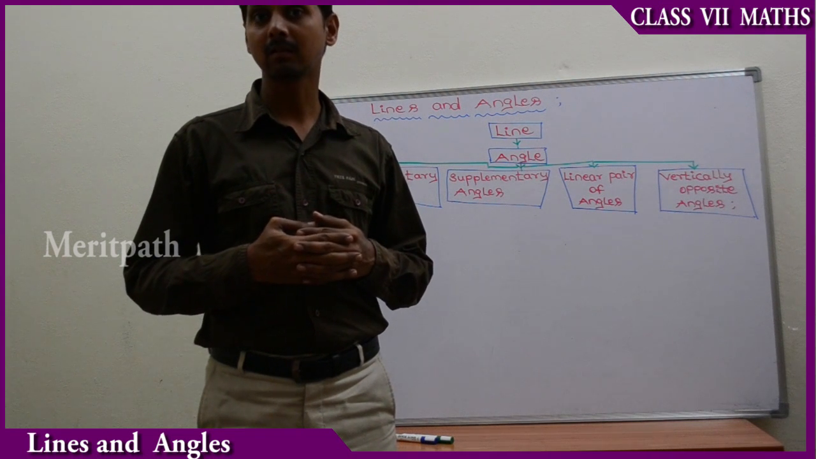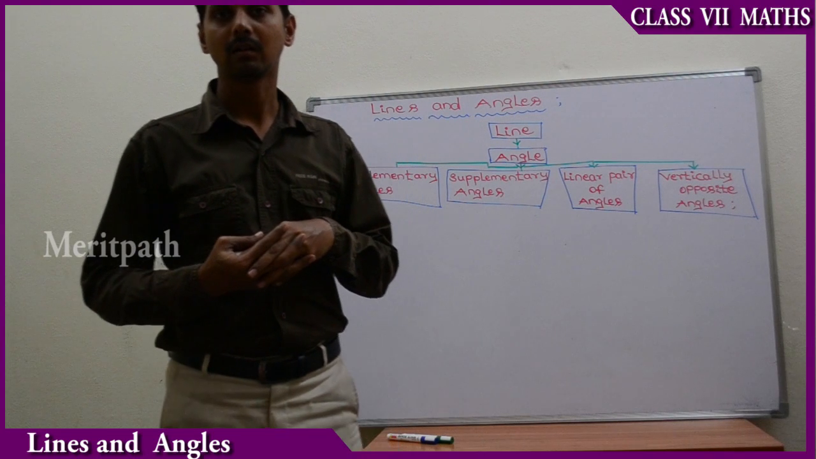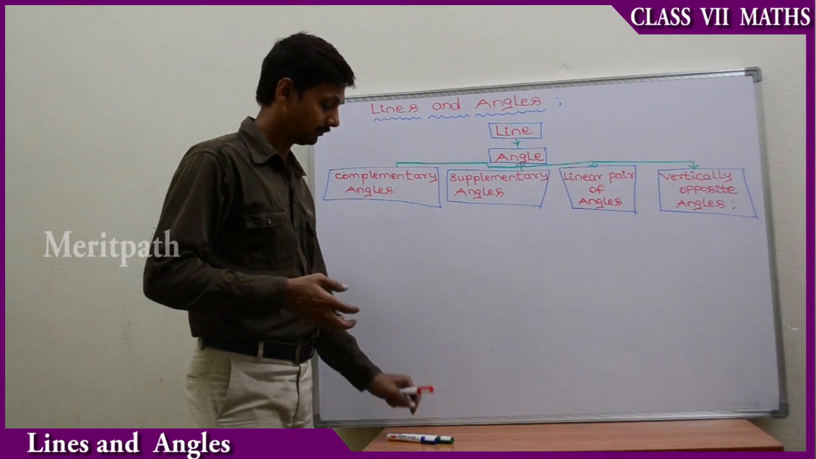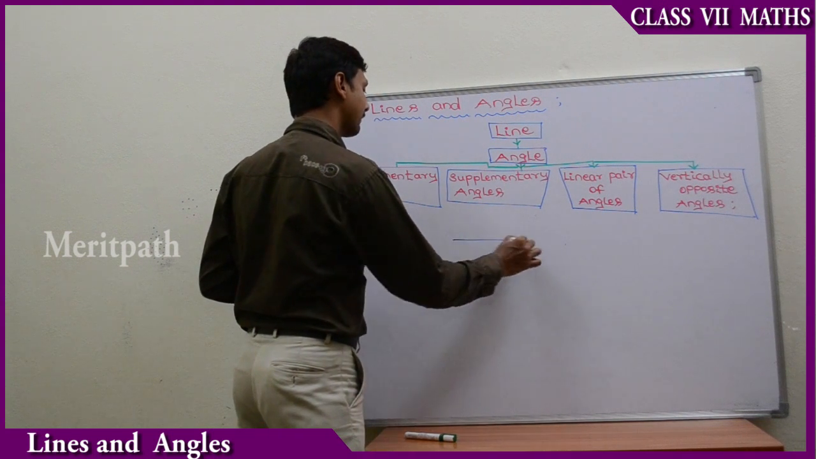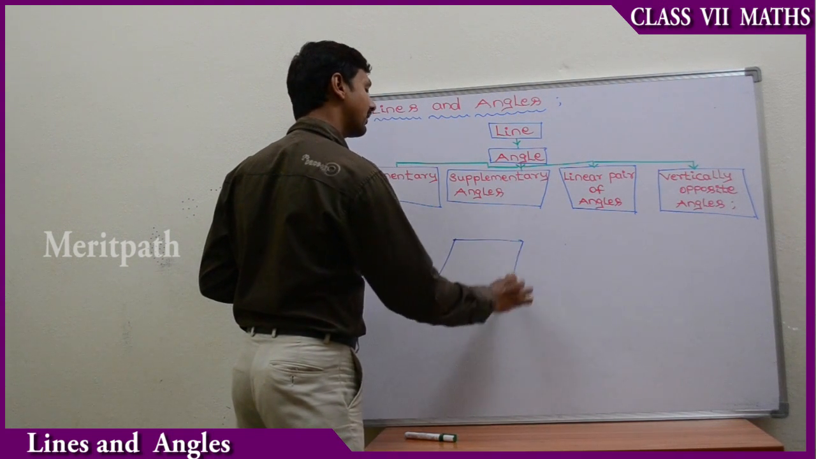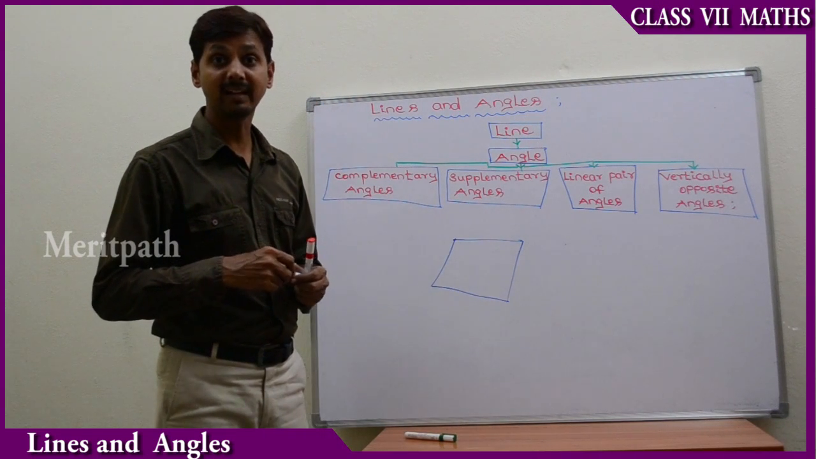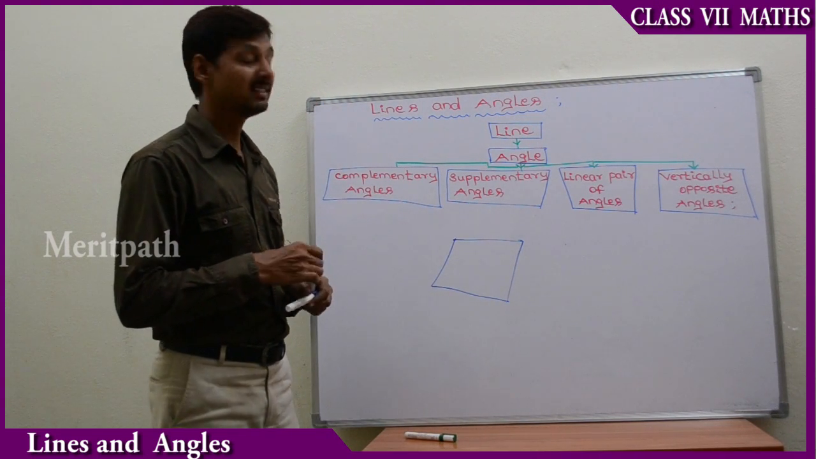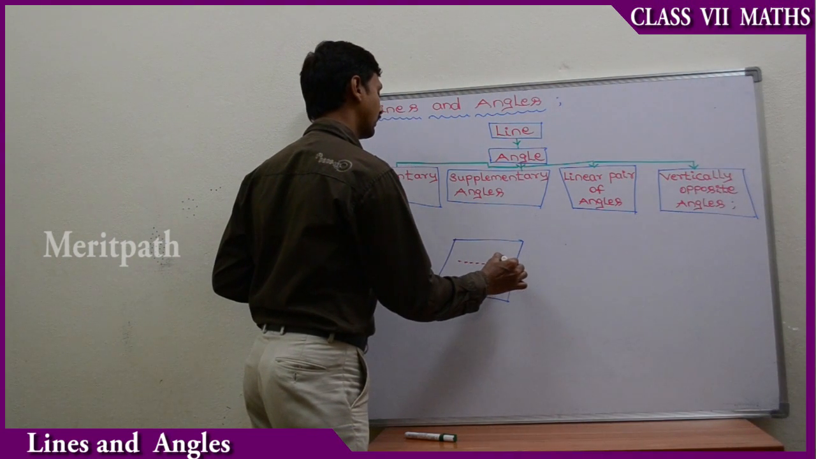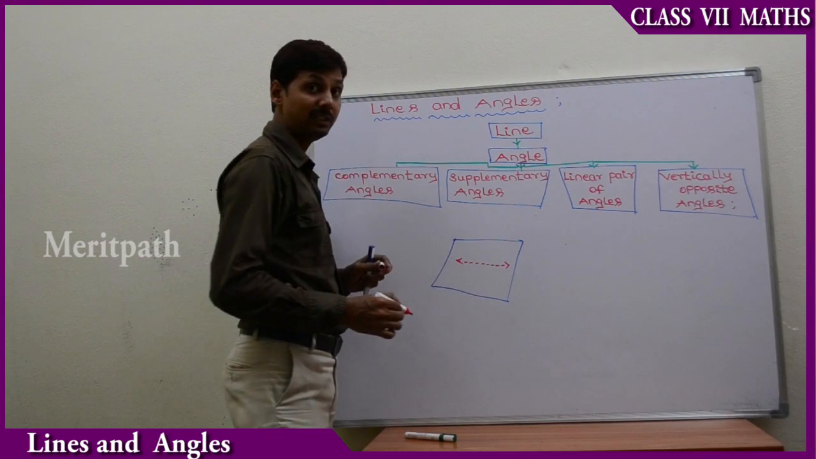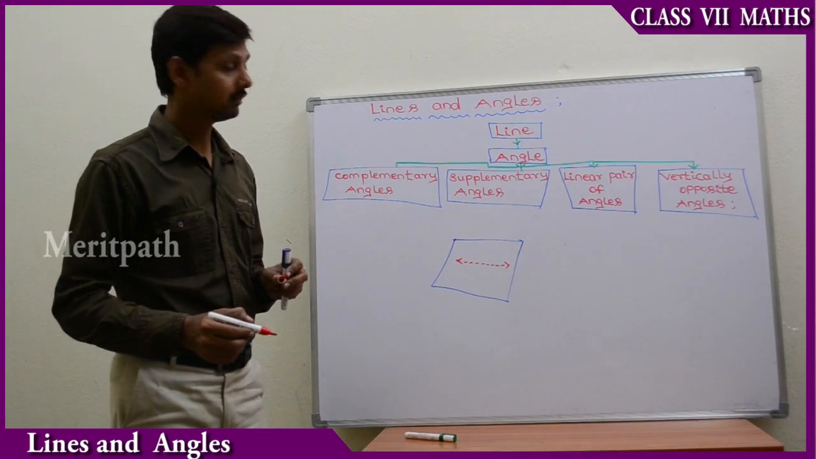A set of points in a straight path going endlessly in both directions is called a line. The set of points in a plane, a plane being a flat surface. In a flat surface, the set of points in a straight path going endlessly in both directions, we call it a line.